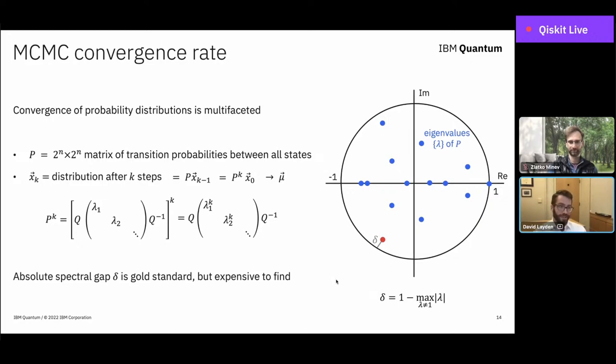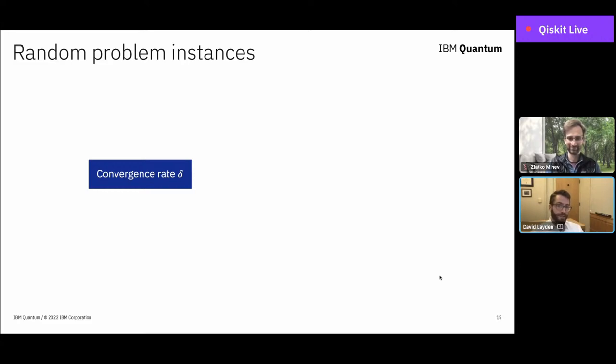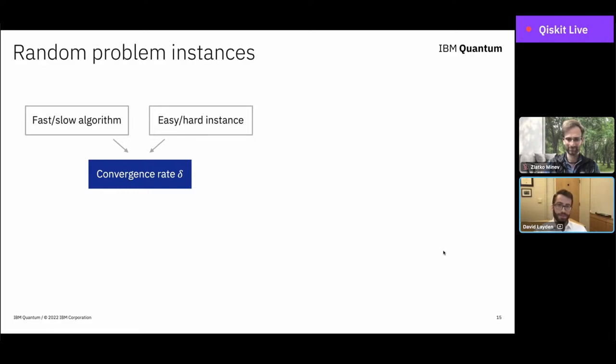And I should say this is not a quantum thing. Classical MCMC faces the exact same issue, and it's widely used nonetheless. So for simplicity, I'm going to just start calling this quantity the convergence rate. And we'd like to use it to compare different MCMC algorithms. The issue that we face, though, is that there are two factors that go into the convergence rate.